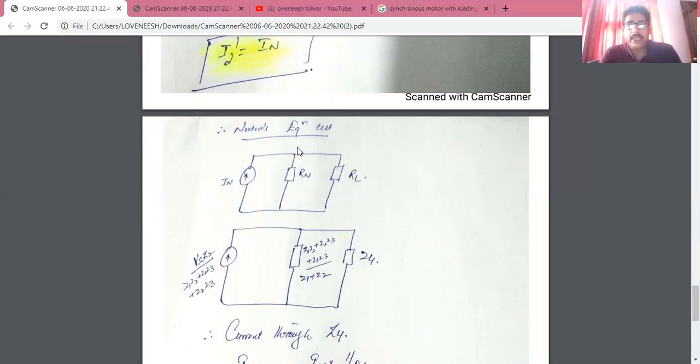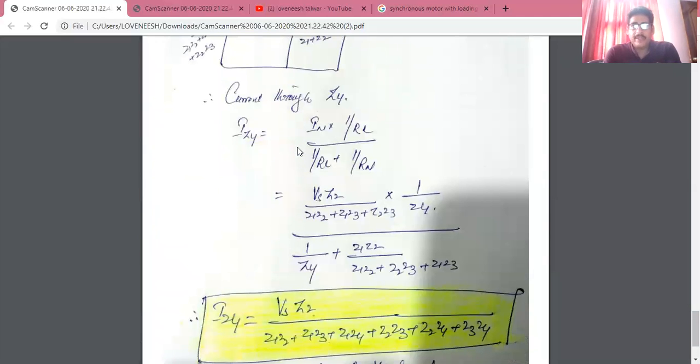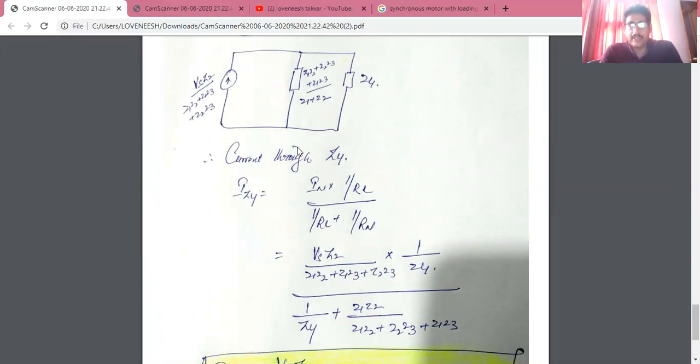So the basic difference between Thevenin's theorem and Norton's theorem is that in Thevenin's theorem the three elements are in series, but in Norton's theorem the three elements are in parallel. I can substitute the value of IN, which is Vs Z2 upon (Z1 Z2 + Z1 Z3 + Z2 Z3), the value of Rn, and the value of RL, which is Z4. The current through Z4 is given by IZ4 = IN into (1/RL) upon (1/RL + 1/Rn). Basically, this formula is the current division rule, that is CDR.